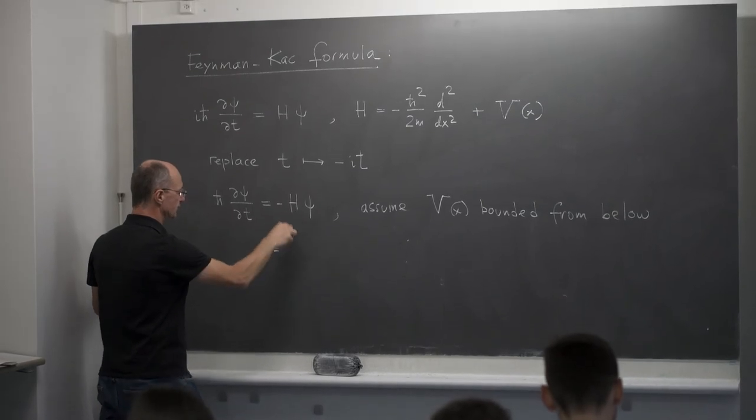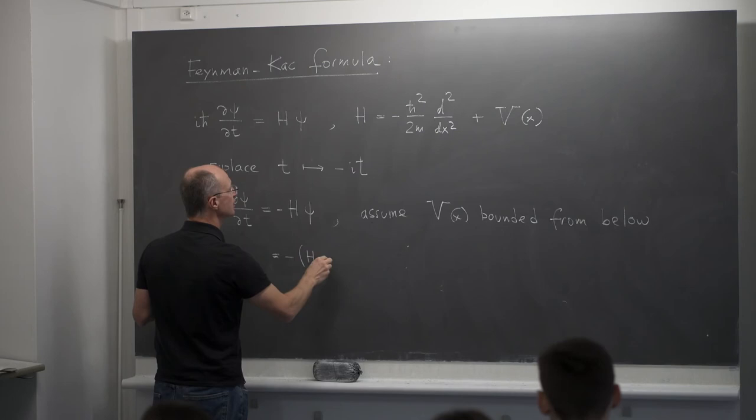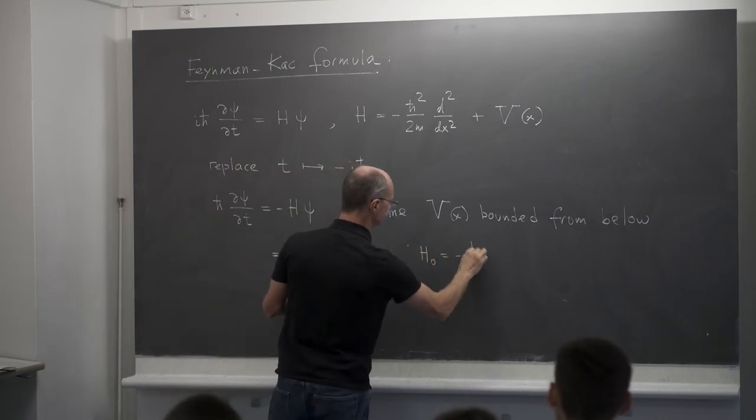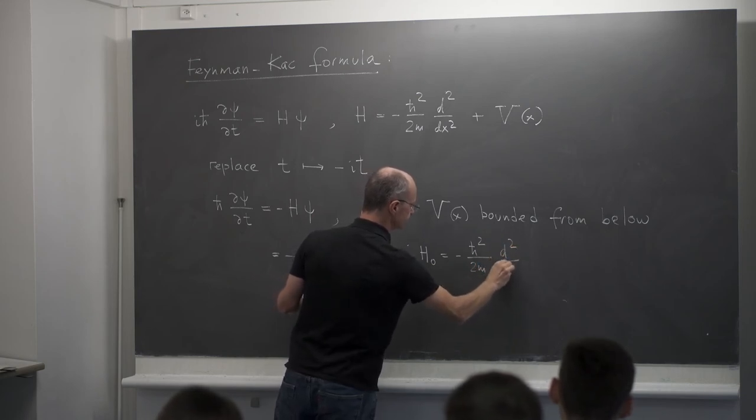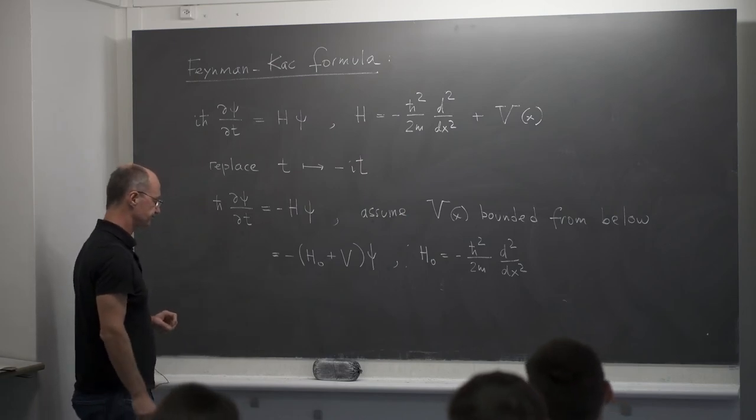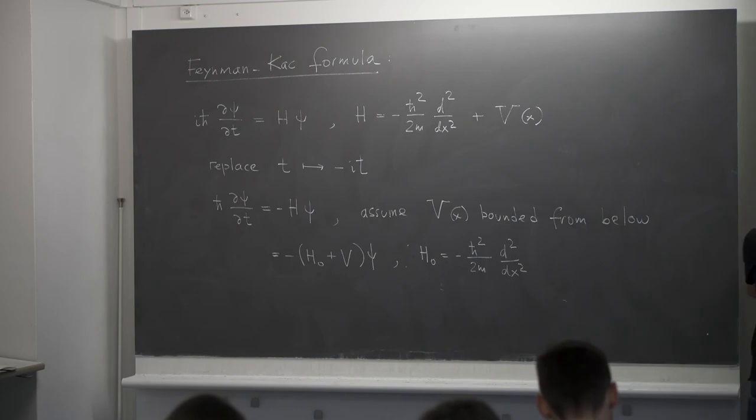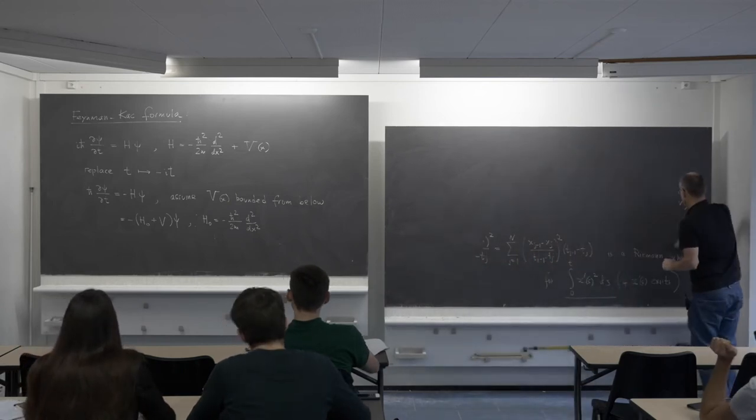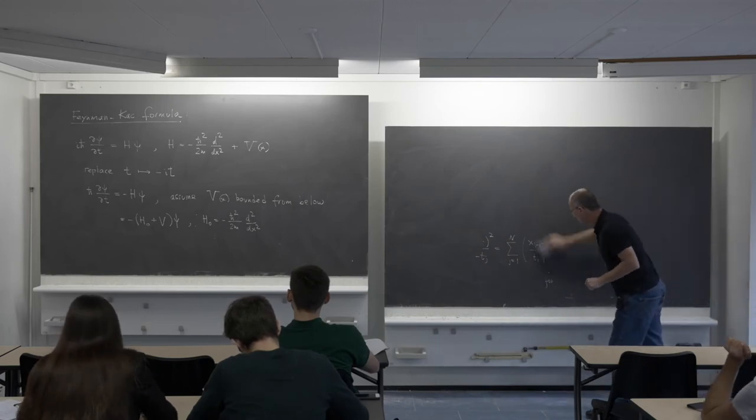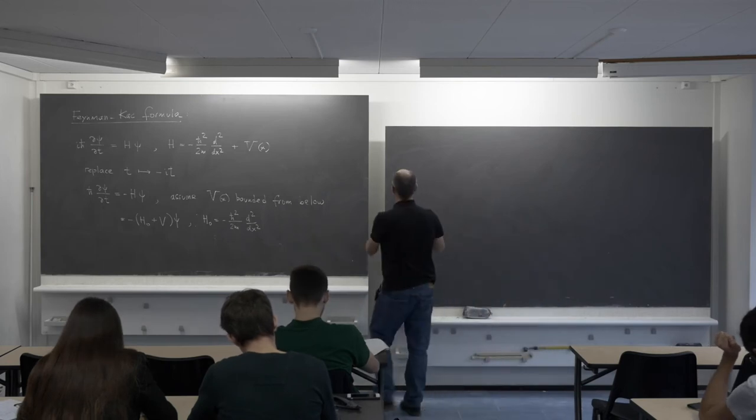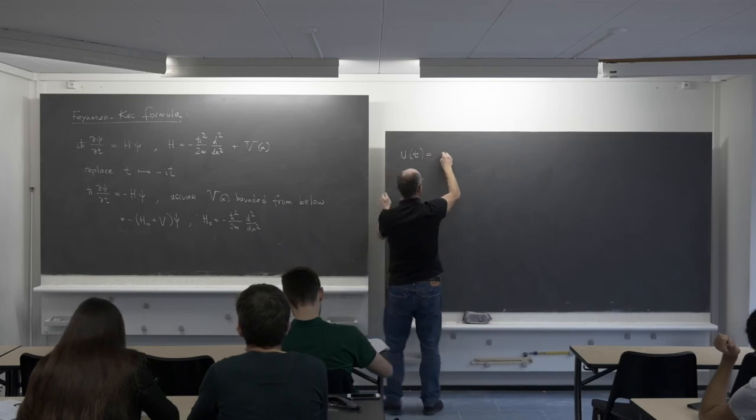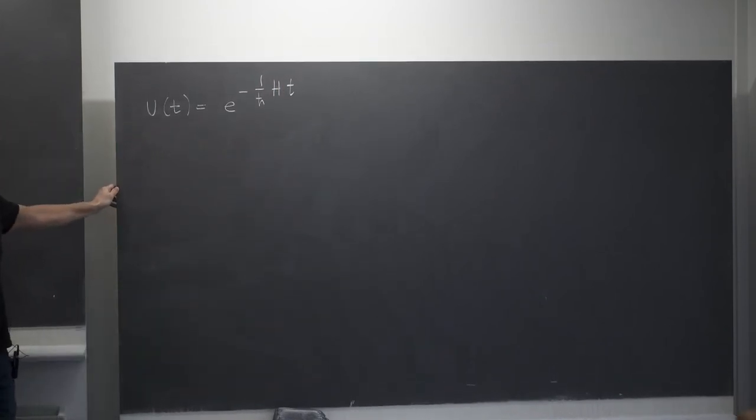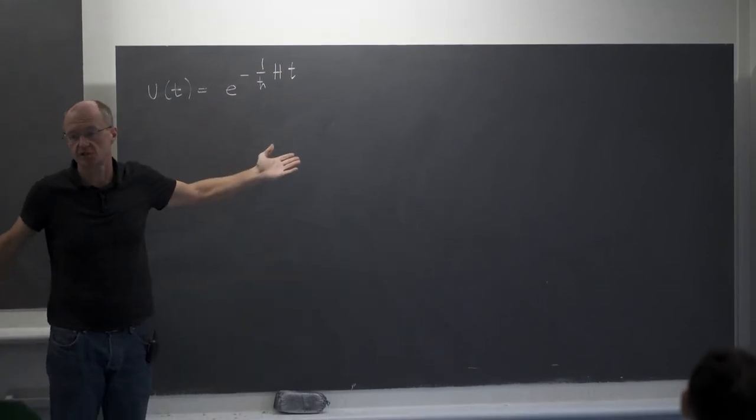So we can also rewrite the right-hand side as minus H naught plus V, and H naught is the Hamiltonian of a free particle, right? So we can get interested in the following question: how to build an evolution for this new operator. So the evolution U of t is now the exponential of minus 1 over h bar times capital H times t. Of course, we can also consider such a thing, why not?